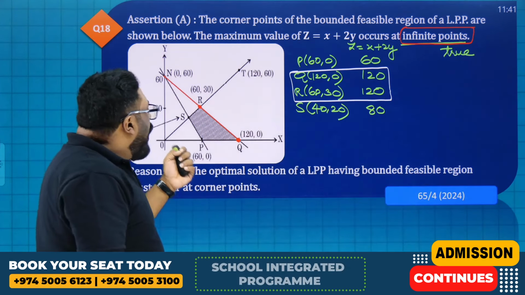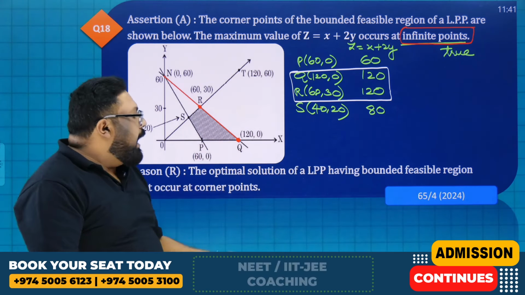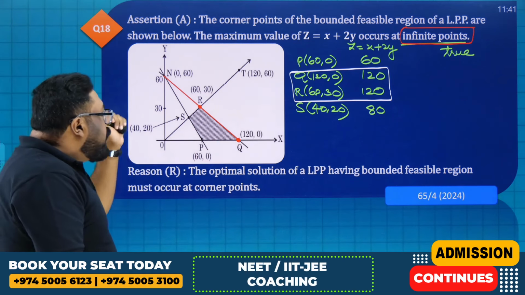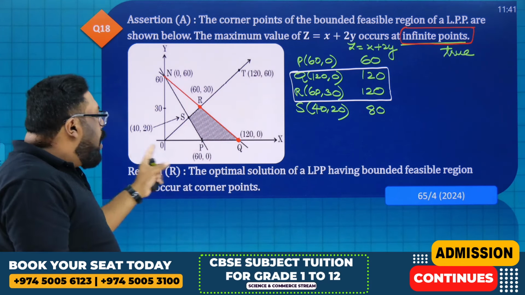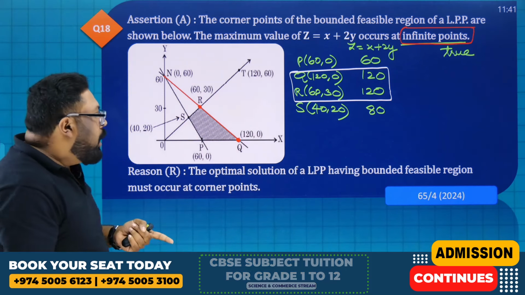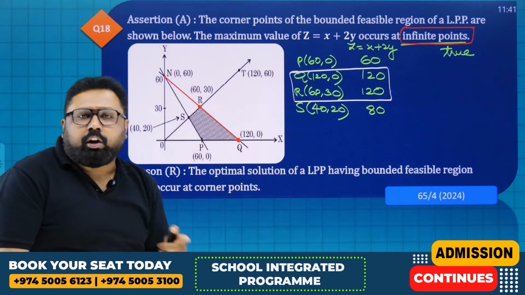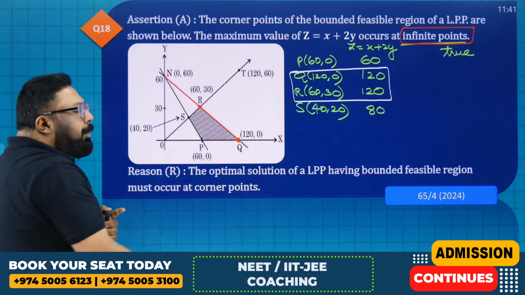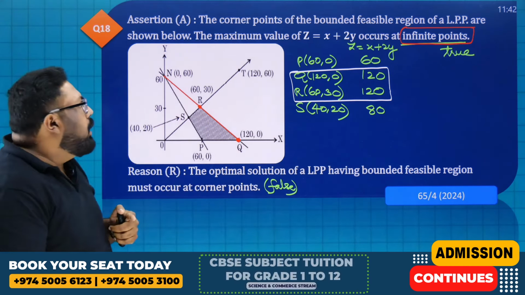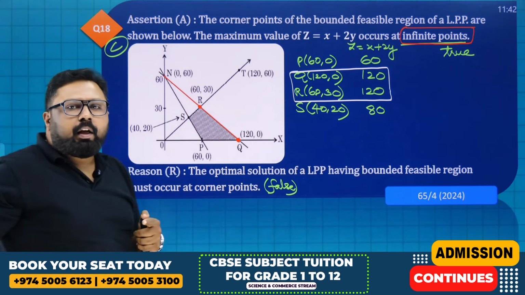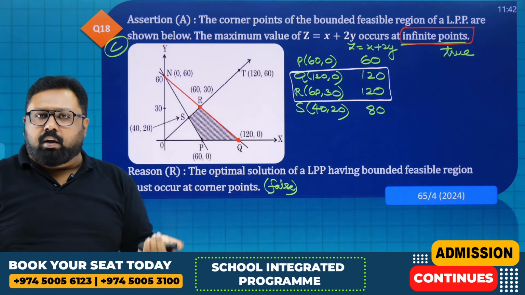Now let's check the reason. The optimal solution of an LPP having a bounded feasible region must occur at corner points. That is false. Because the optimal solution here was at Q and R, but Q and R are not the only solutions. It is on all the infinite points. So this is not a true statement. So your A is true, R is false. So your answer is option C. It is not necessary that for a bounded feasible region, the optimal solution must occur at the corner points.